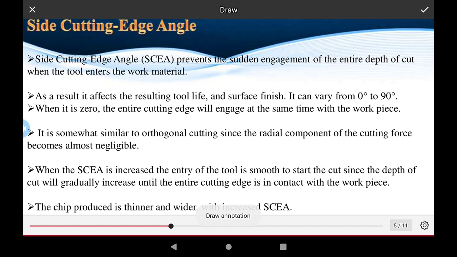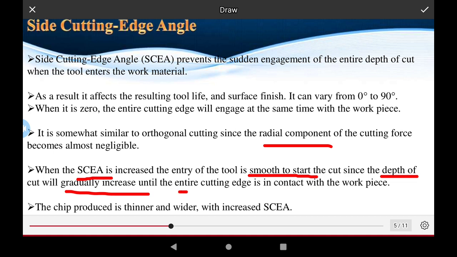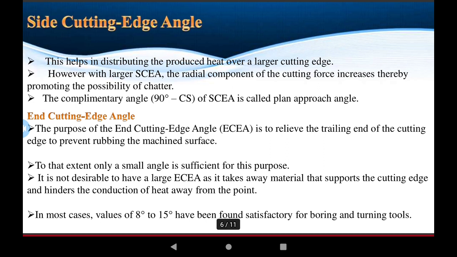The radial component of the cutting force becomes almost negligible there. When the side cutting edge angle is increased, the entry of the tool is smooth, since the depth of cut gradually increases until the entire cutting edge is engaged with the workpiece. The chip produced becomes thinner and wider as the side cutting edge angle is increased.